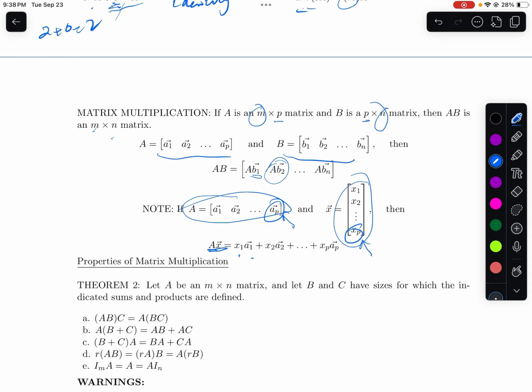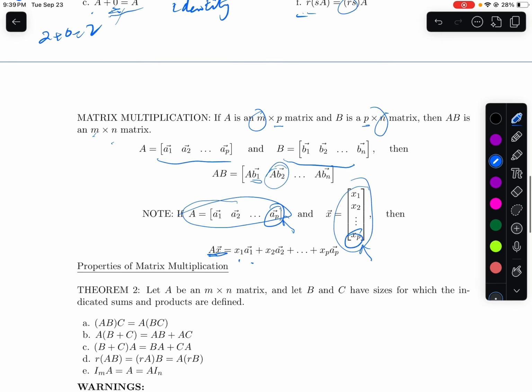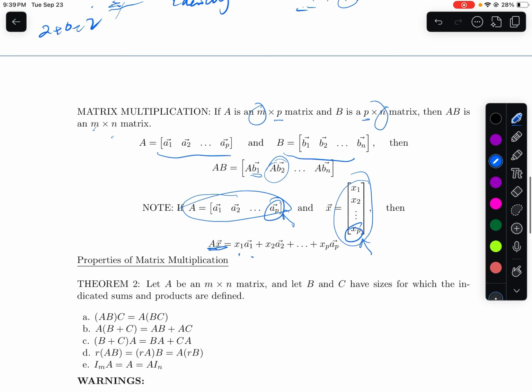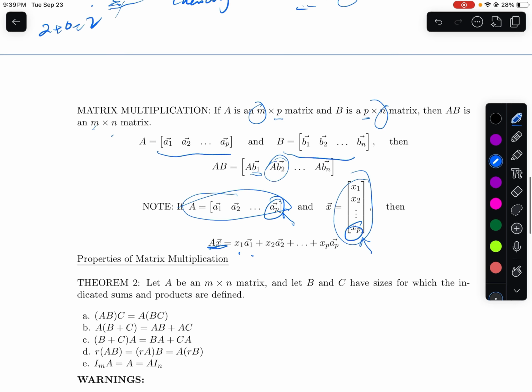Okay, so now we talk about the properties of matrix multiplication, and we have a theorem saying let A be an M by N matrix and let B and C have sizes for which the indicated sums and products are defined. So remember, in order to add matrices, they should have the same size. In order to multiply matrices, the number of columns of the first matrix, meaning the one written on the left, must be equal to the number of rows of the second matrix, meaning the matrix which is written on the right.